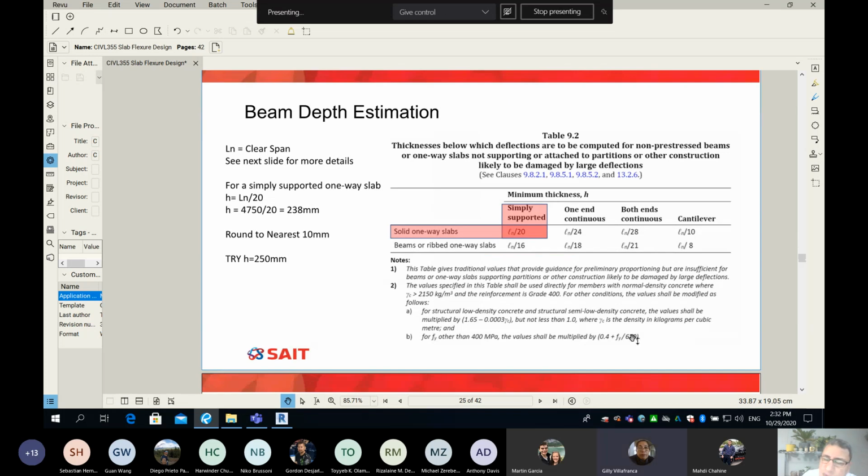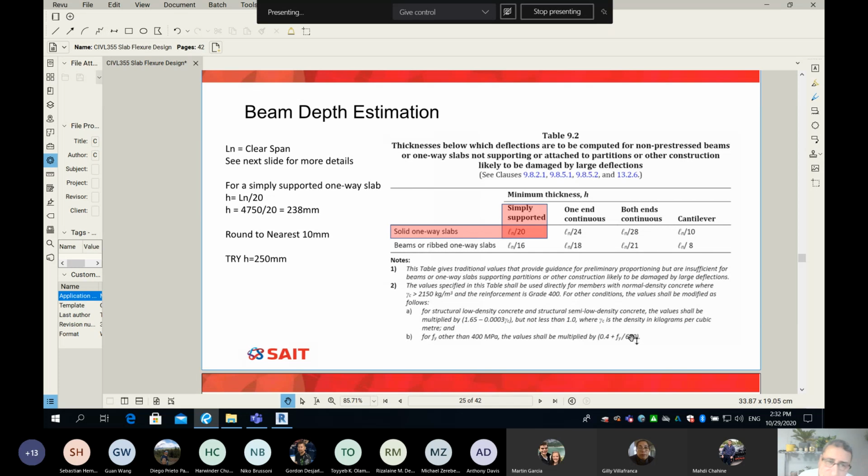Have you seen this table before? Yes. Where did you see this table before? When we designed our beam. Beams. So guys, you can see on my slide, this table, we use it to find the thickness of the beam or the one-way slab.